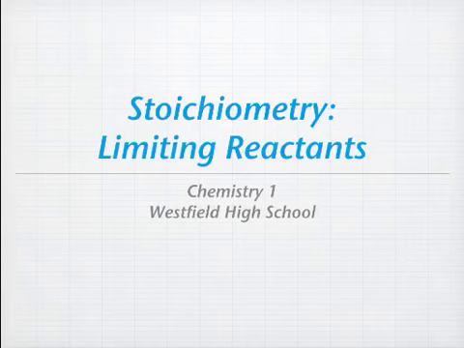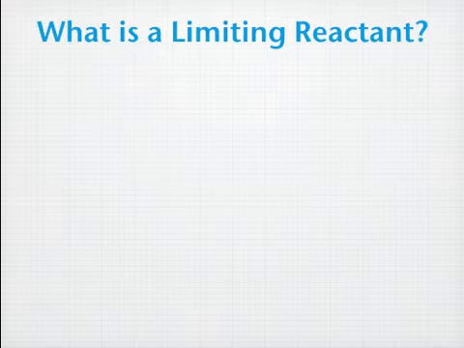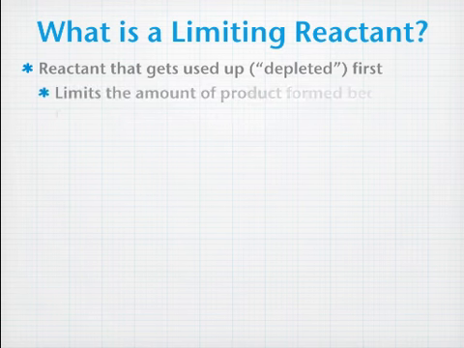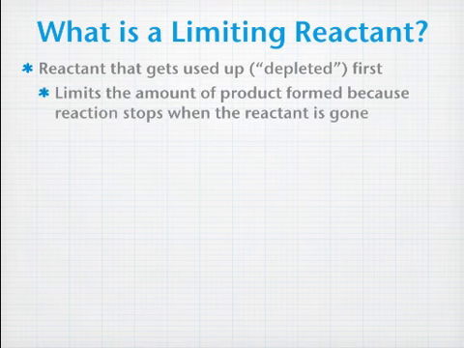Welcome to our fourth video on stoichiometry, in which we look today at limiting reactants and excess reactants. A limiting reactant is a reactant that gets used up first, or we say depleted, in a chemical reaction. Often scientists will make one of the expensive reactants the reactant that gets used up first so that we can save money that way.